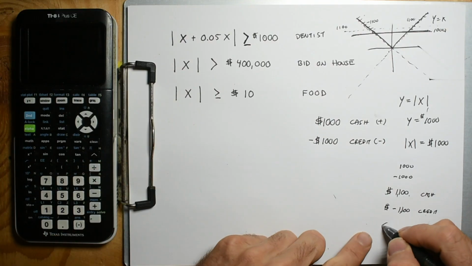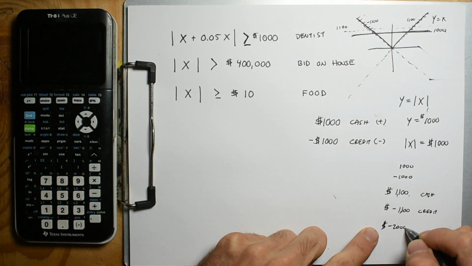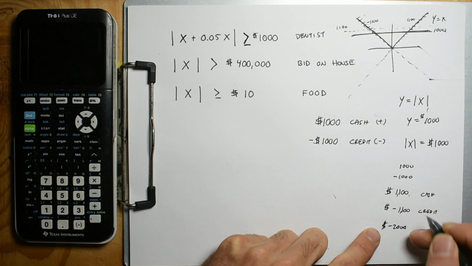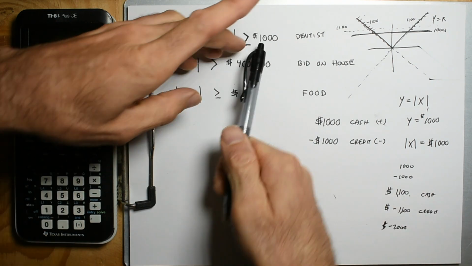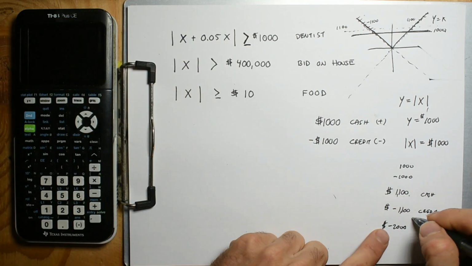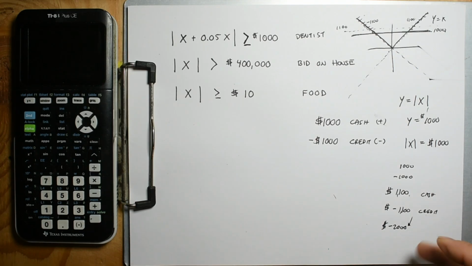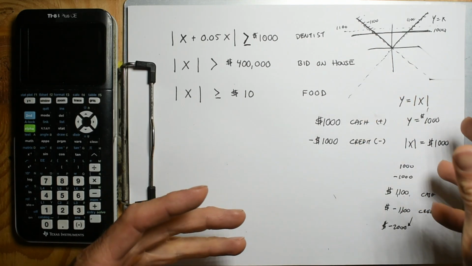If I gave the dentist negative $2,000 because I took $2,000 out of the credit, the dentist is going to get $2,000. But you can consider this. I just thought that was one way to consider this negative money.